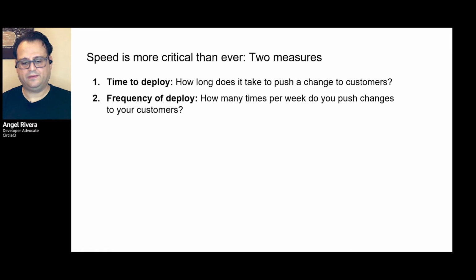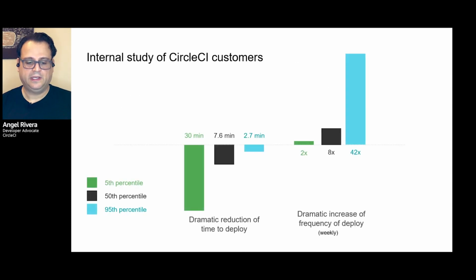Or a metric that we measure. And then the other piece to that is the frequency of deploy. How many times per week does your organization or teams push changes to your customers? So the idea here is, if you want to increase your velocity, these are two factors that you should be watching, or at least maybe even setting the expectation for a goal.